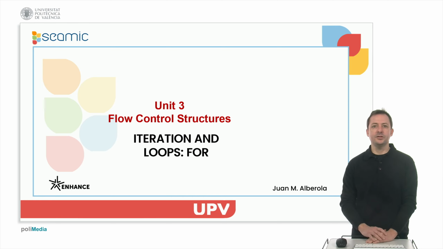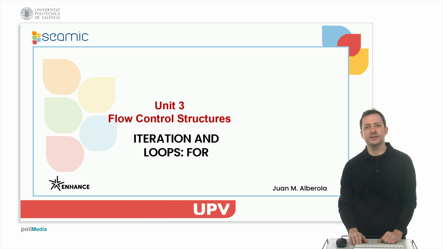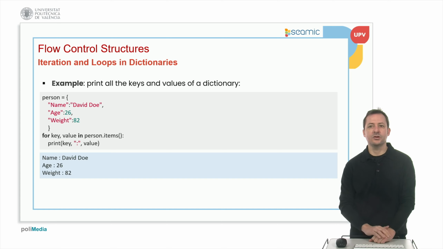Hi, in this video we are going to use specific use of for traversing the elements of a dictionary. In this case, we have a dictionary with these three keys, name, age, and weight, and we can use this for in order to take each of the items of the dictionary.